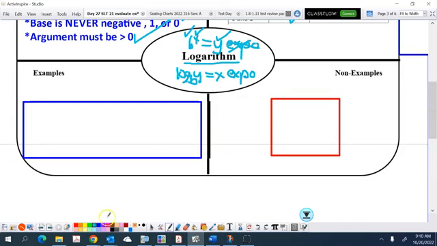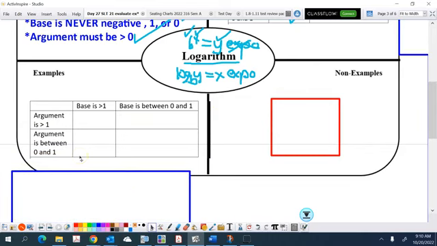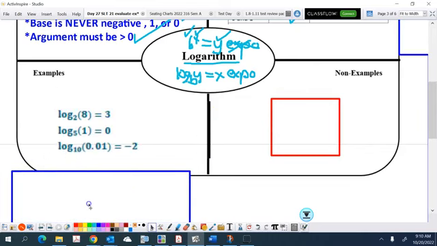Our examples of where logs work come from the previous pages, right? You don't have to do this. We did that in our top right box. You can give examples of where logs work. 2 raised to what power equals 8? The answer is 3. Log base 5 of 1. What power do I have to raise 5 to get 1 as an answer? That exponent is 0. Log base 10, what answer gives me 1 over 100?